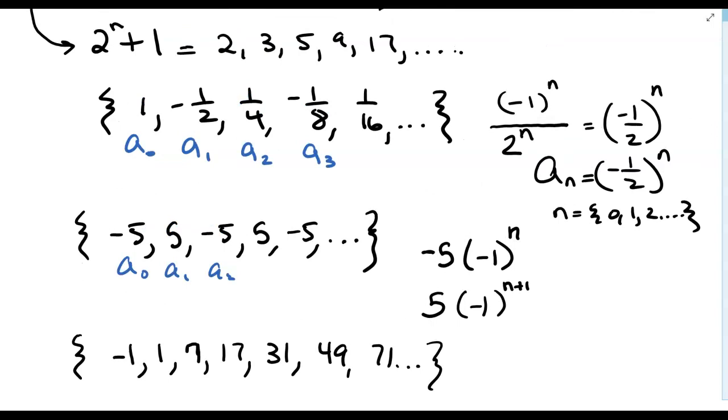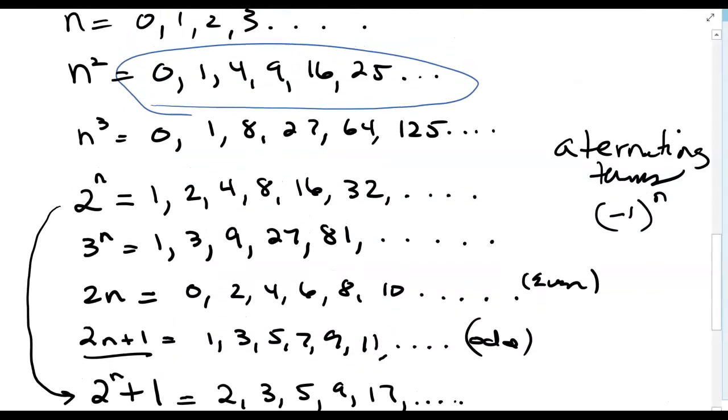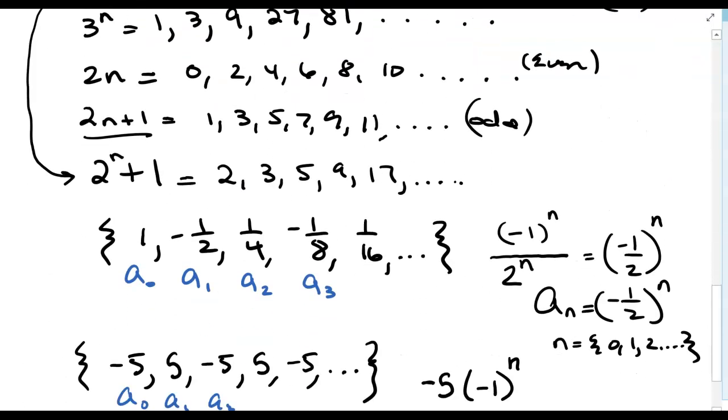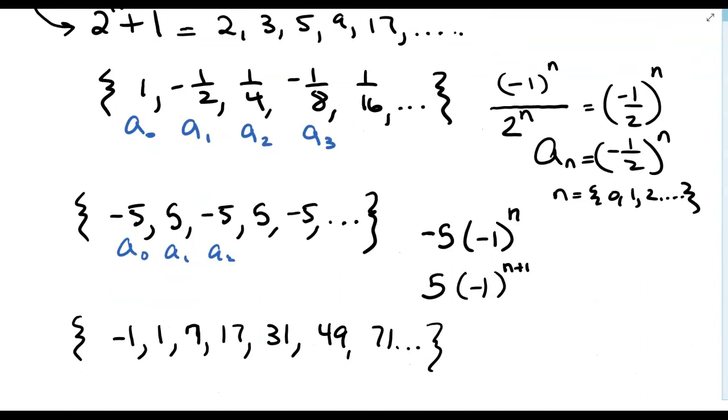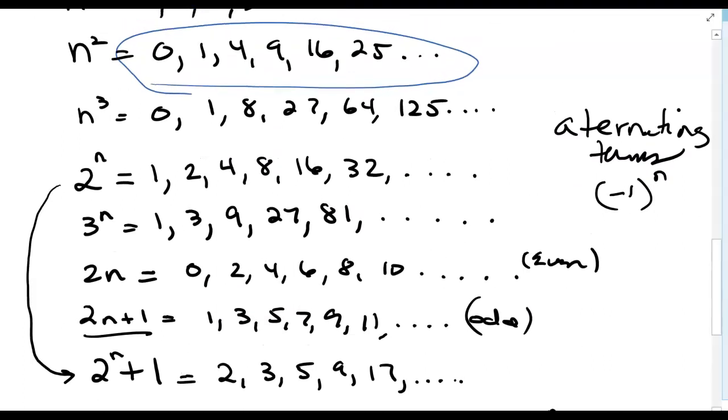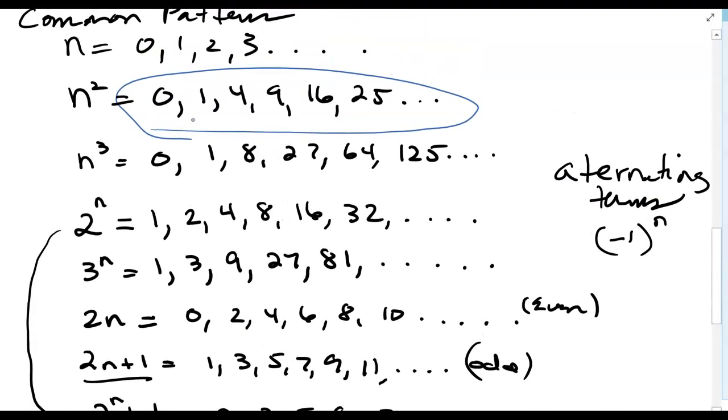So what am I looking at? 1, 7, 17, 31. Right? 1, 7, 17, 31. We'll take a look here for a minute.